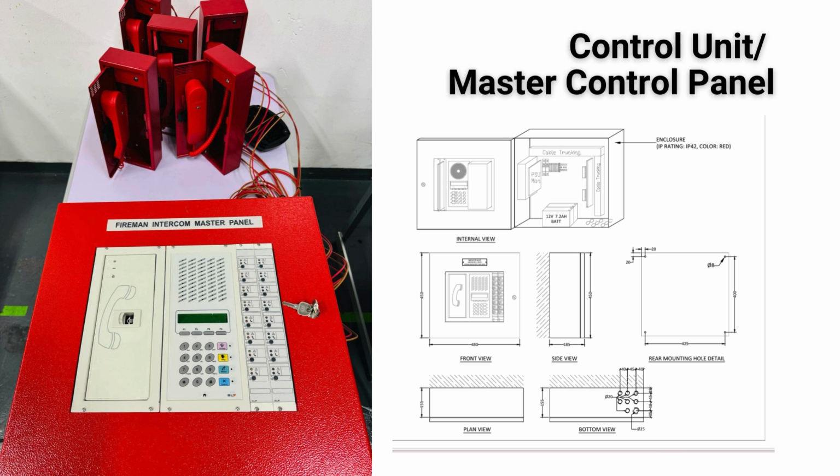Some features include a touchscreen interface for easy operation and monitoring, status indicators, real-time monitoring of line conditions, battery status, and alarms. Emergency call prioritization: the ability to prioritize certain calls during emergencies to ensure critical information is transmitted first. Network interface: allows for integration with other systems like the public address, general alarm system, or fire detection systems.